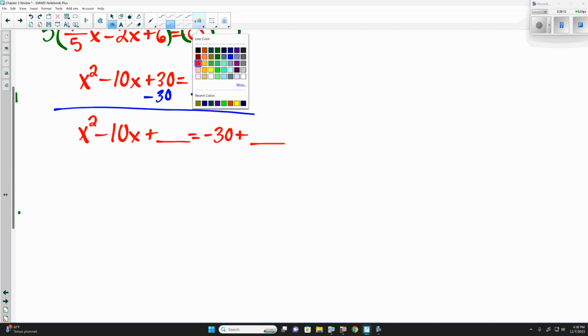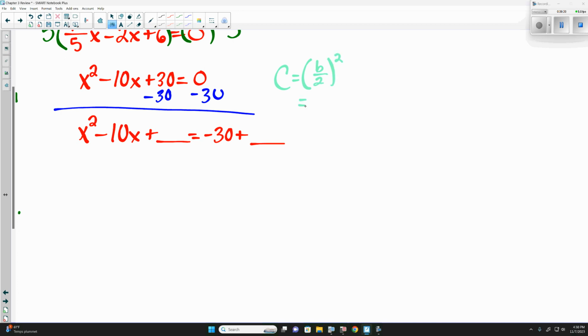Now we need to find the value of c and plug it in. Well, c is equal to b over 2 squared. Our b value in this case is negative 10. Negative 10 divided by 2 is negative 5. And negative 5 squared is 25. So we plug 25 into both spots. Now the reason we do this is to get our set of parentheses squared, our perfect square trinomial.